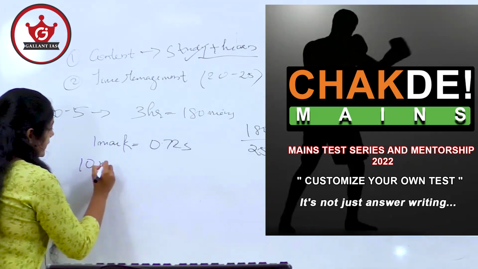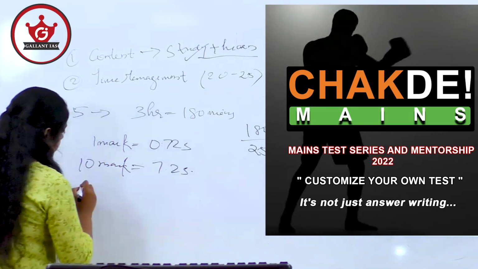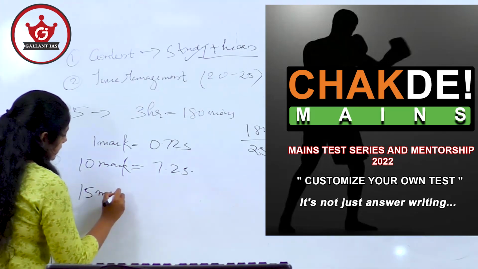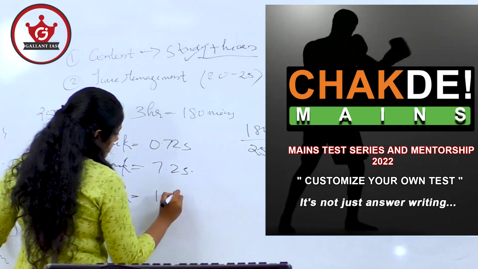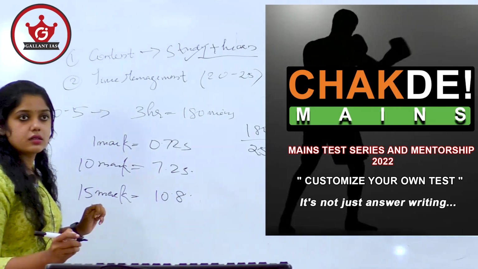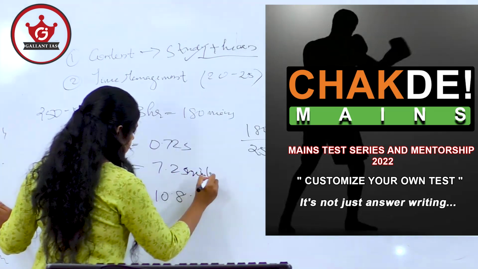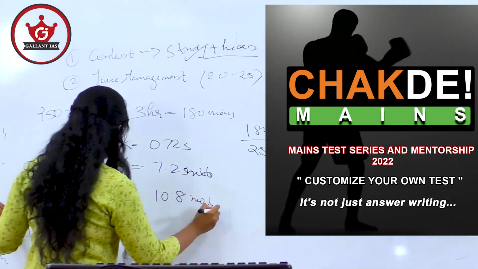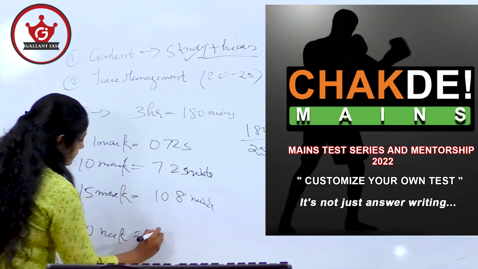So, for a 10 mark question, the time you will get is 7.2 minutes. For 15 marks, the time you get is 10.8 minutes. And for 20 marks, it will be 14.4.